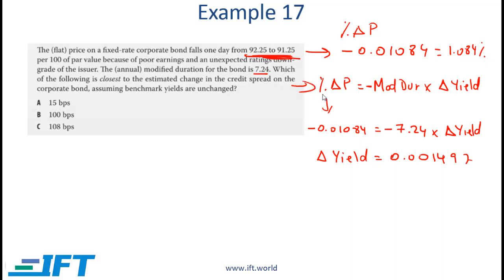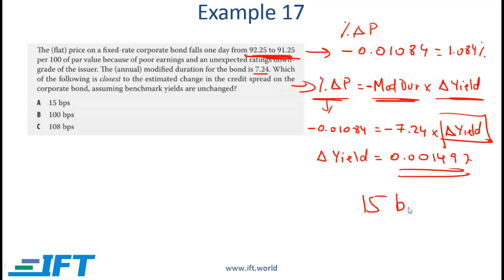Then remember this formula. The percentage change in the price of a bond is equal to minus modified duration times the change in yield. The change in yield is what we need to figure out over here. The change in yield is because of the higher credit risk. Plug in the numbers and you get a change in yield equal to this amount. This is in decimal. In percentage terms, we'll have 0.1497%, or in basis points, we have approximately 15 basis points.